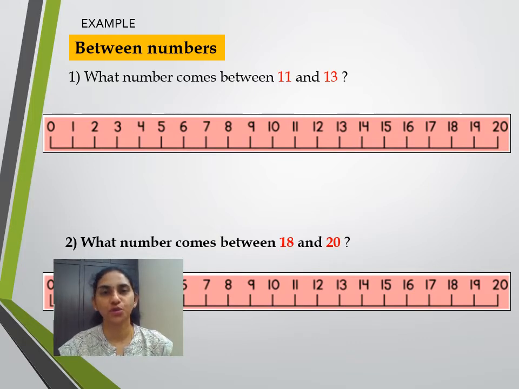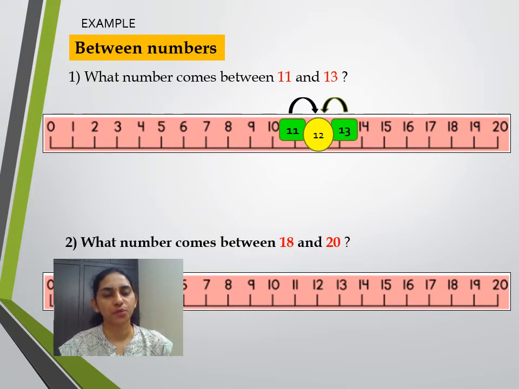You just have to check for 11 on the number line. Where is 11? Here is 11. And where is 13? Here is 13. Now what number is missing between? Let us see. 11 is here. 13 is here. Yes, it is 12. 12 is missing. So it is the between number.